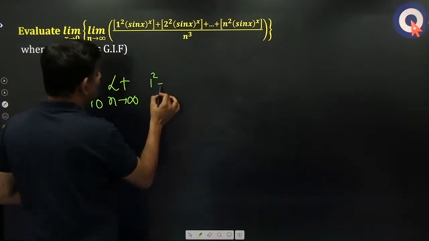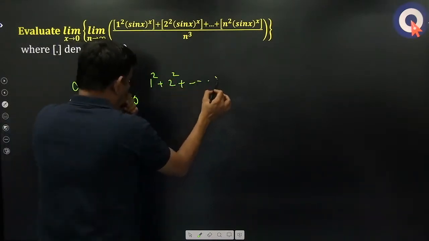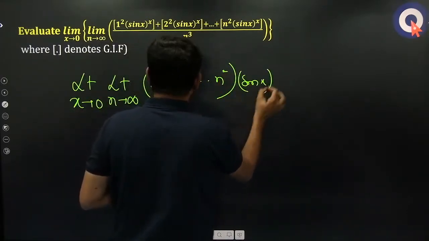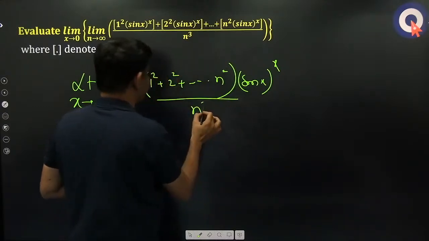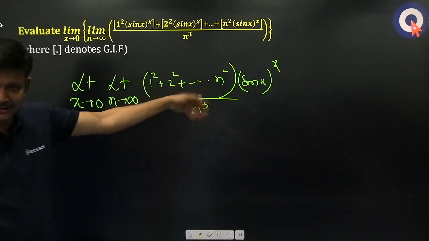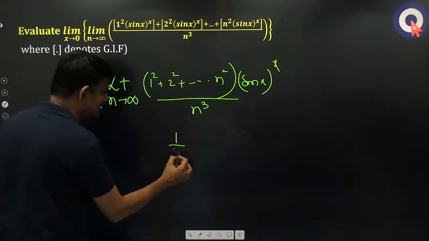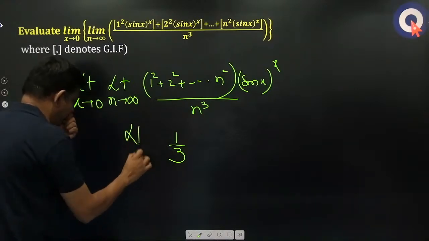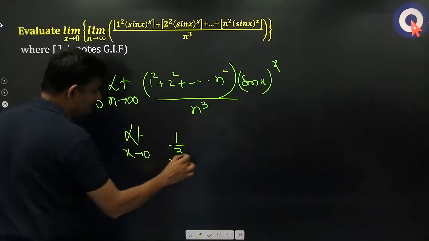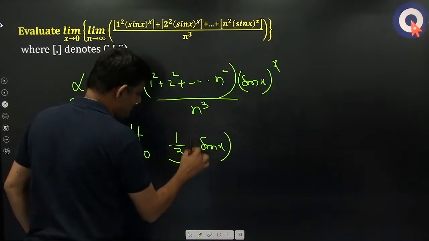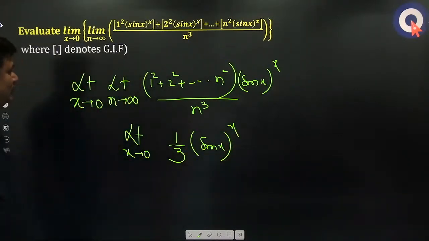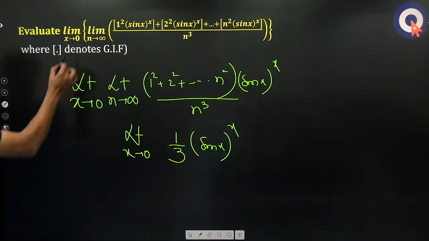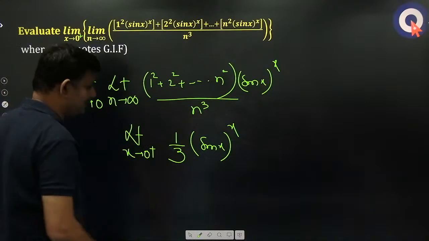1 square plus 2 square into sin x power x by n cube. Okay, how much is this? Standard limit just now we remembered, 1 by 3. Sin x power x, limit x tending to 0. This is 0 power 0 form. So 0 plus should be there. 0 plus should be there in the question.